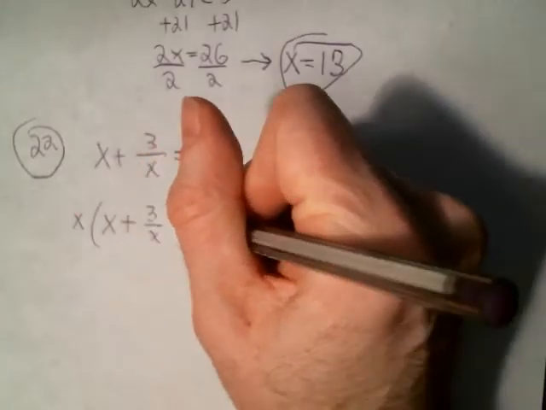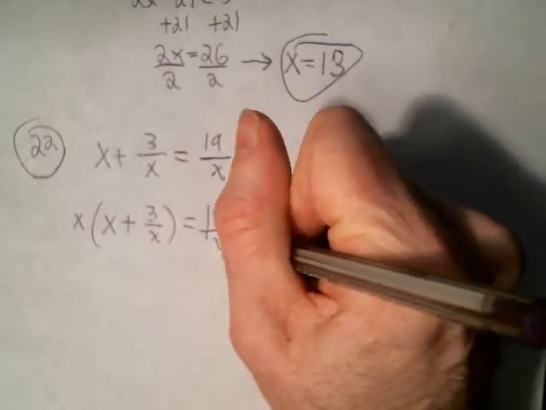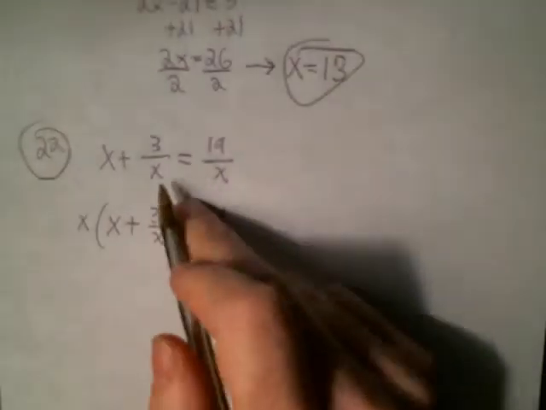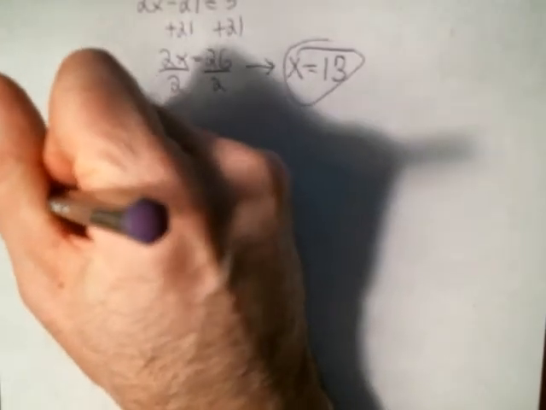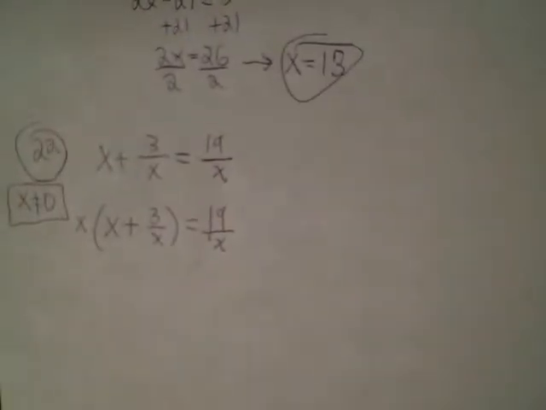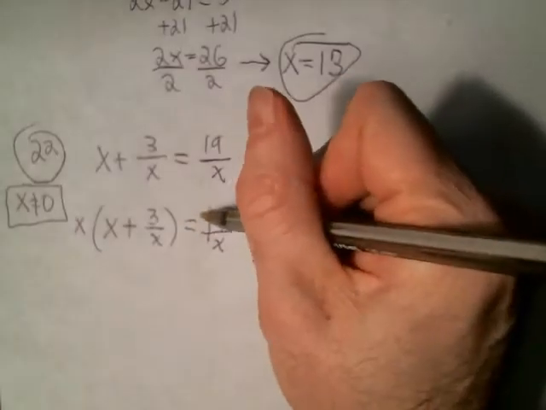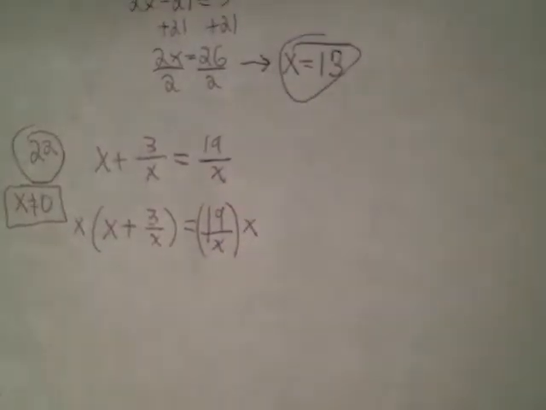Whoops, I forgot to get my restriction. I'm sorry. I'll get that here in a second. 19 over x. Okay, we need to make sure that the denominators don't end up being 0, and that happens exactly when x is 0. Okay, so our only restriction this time is just that x can't be 0. Okay, so anyways, I'm multiplying both sides by x.